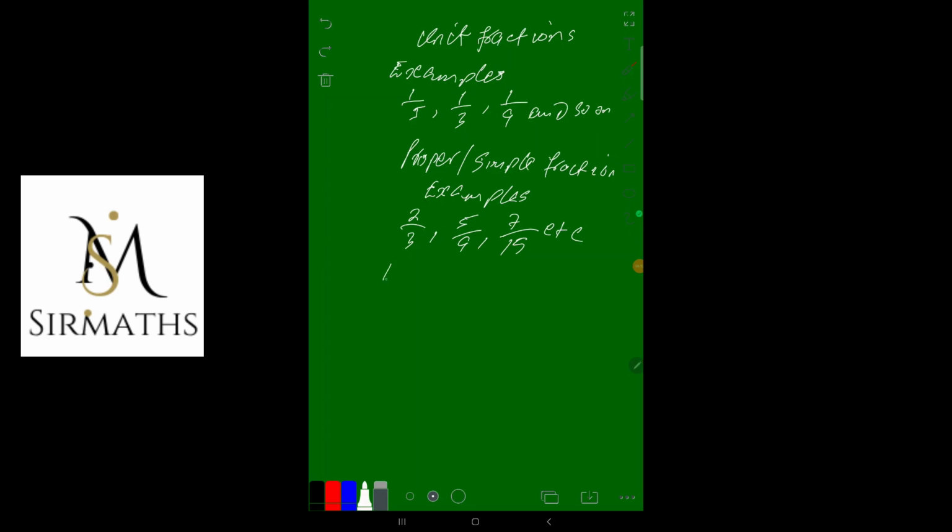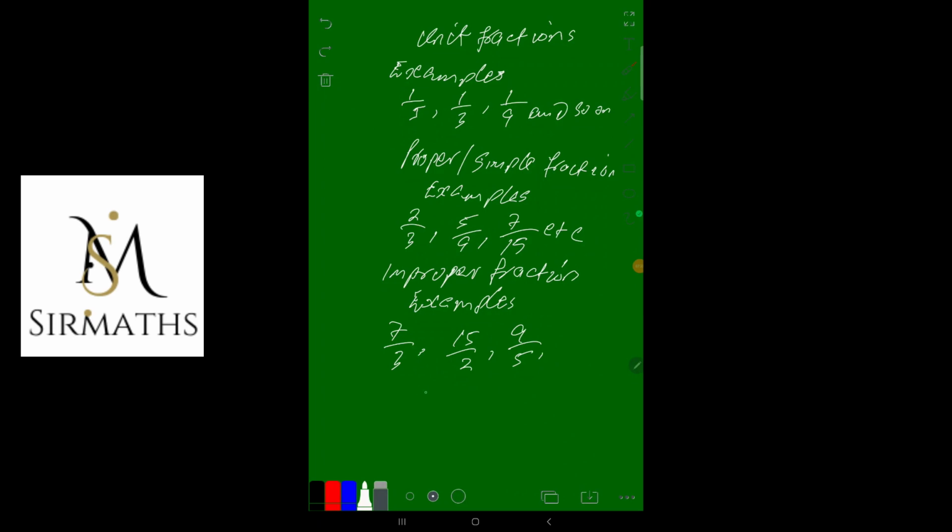Then the improper fraction. Improper fractions are fractions whose numerator is greater than the denominator. We have examples for that: 7/3, 15/2, 9/5, and so on. These are improper fractions.